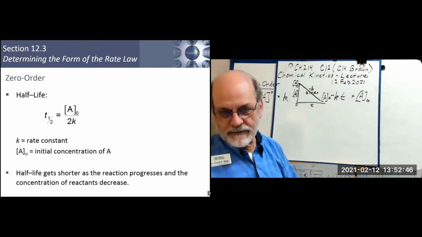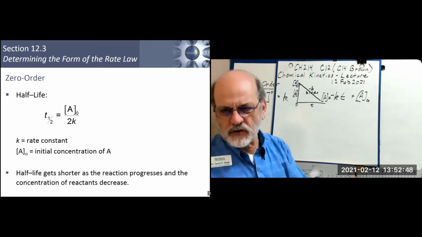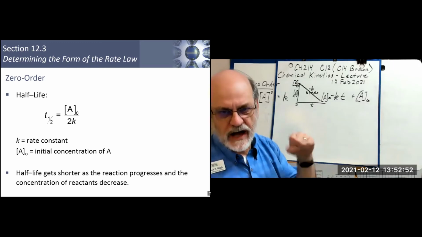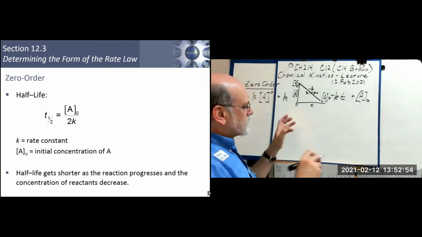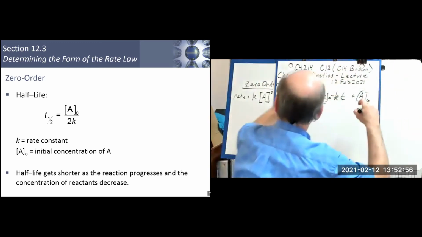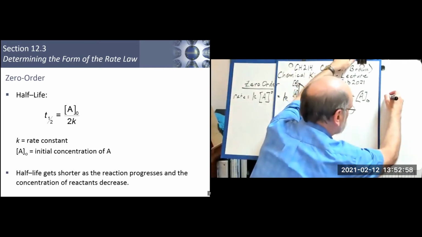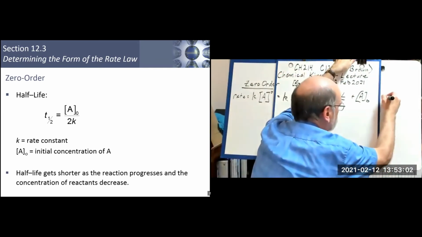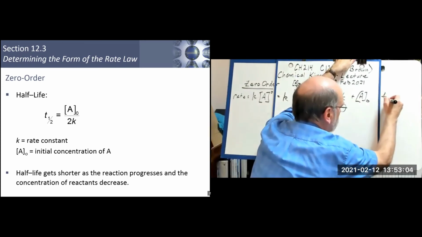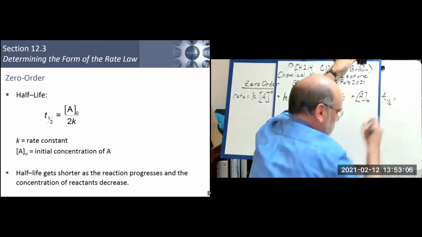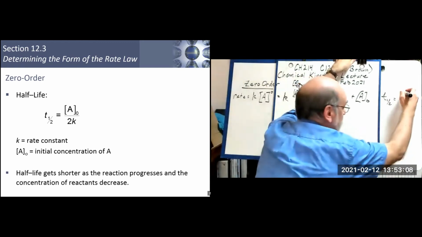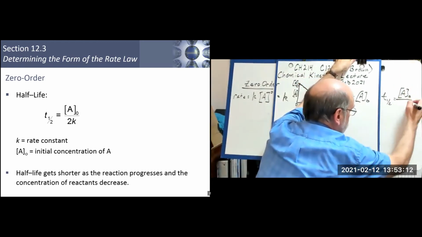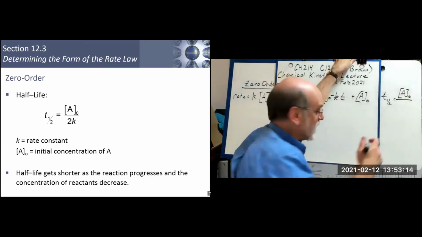Now, here's the half-life. I'm not going to derive the half-life. I mean, it'd take too much time. So we're just going to say the half-life for a zero order reaction, t1/2, is equal to the initial concentration divided by 2k.